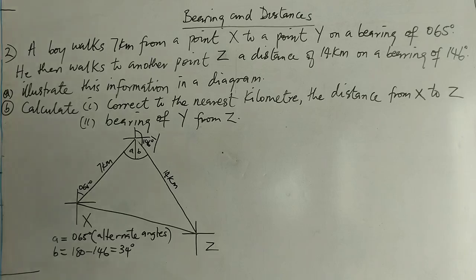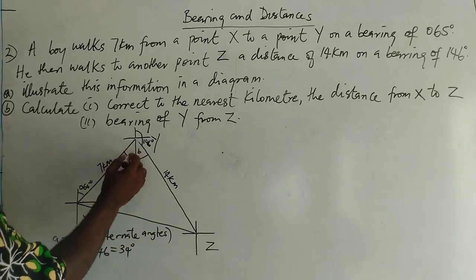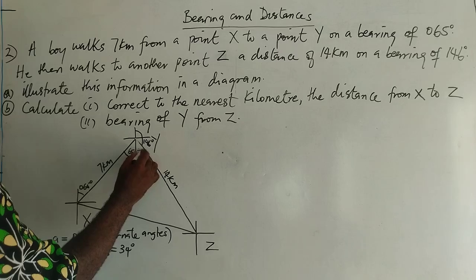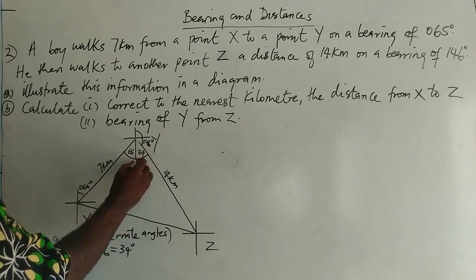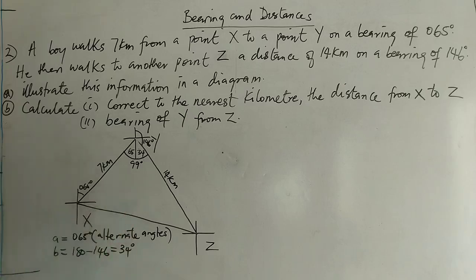So our A is 65, our B is 34. And if you add both of them, so I will remove this and put 65 there. I will remove this and put 34 there. If you add both of them, that will give you 99 degrees. So our included angle is 99 degrees. We can now go ahead and use the cosine rule.